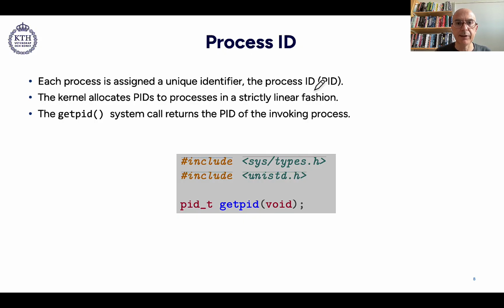So each process is identified by a unique identifier called the PID. So this is the process ID. The kernel allocates PIDs to processes in a strictly linear fashion, so it just increases in a linear fashion. There are also a number of system calls to retrieve the ID of the process. For instance, getpid is a system call that will return the PID of the invoking process.